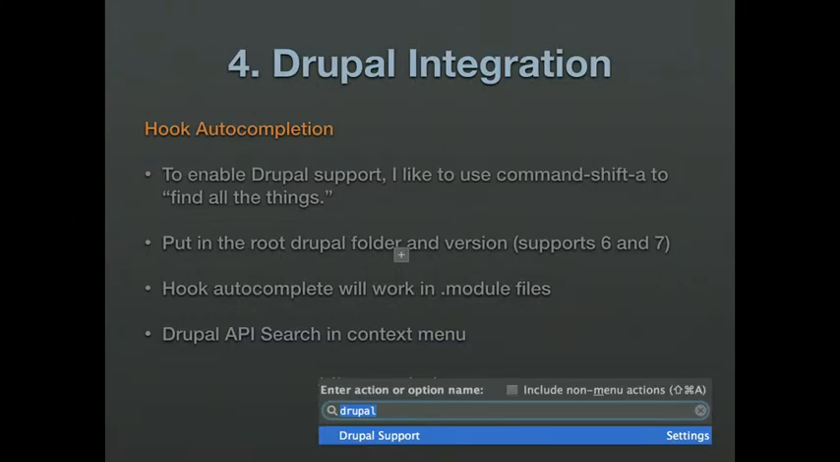PhpStorm also has a built-in Drupal integration. So to enable Drupal support, I like to do Command-Shift-A, which is find everything. And then you put in the root Drupal folder of your project, support 6 and 7. And then when you're in a module file and you're typing in the name of a hook, it will autocomplete it for you. It also provides some other things like a Drupal API search right in the context menu.